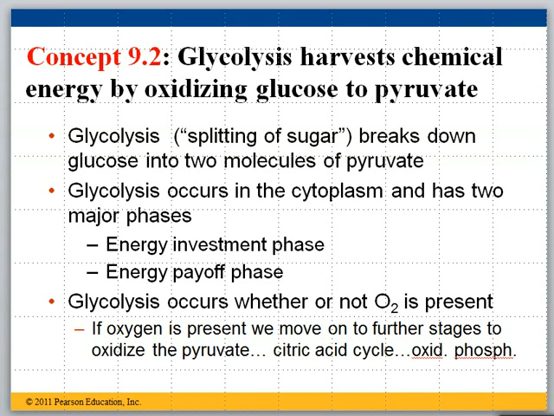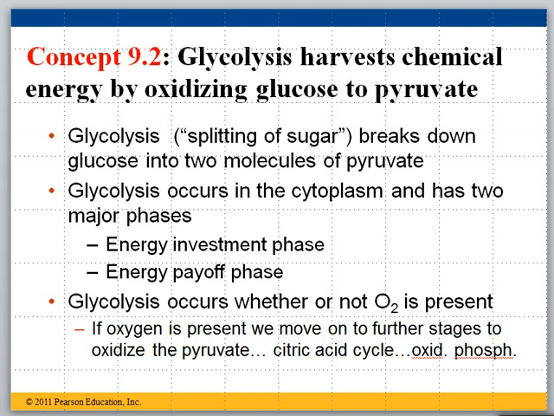So concept 9.2 says glycolysis harvests chemical energy by oxidizing glucose to pyruvate. So what we're doing is we're taking a glucose molecule and we're splitting it in half. Glucose is a 6-carbon sugar molecule, and we're going to break that into two 3-carbon molecules called pyruvate. So we're going to oxidize the glucose, which means we're going to remove some electrons from it, and it's also going to be broken into two smaller molecules called pyruvate.